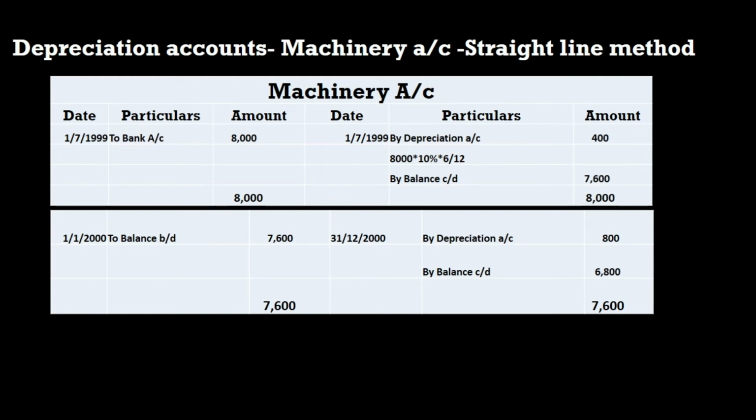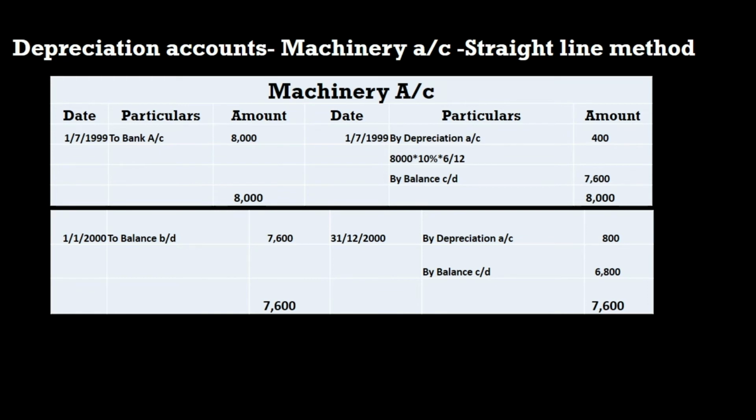Then the same thing, which date will the year be closed? As per the question, 31st of December, okay? The next year is 2000, because the machinery was purchased in 1999. So that's why we close this year's depreciation as 8,000 into 10 percent. This is the full year. You can understand clearly why the first year came to 400, because that is 6 months. The full year will come to 800.